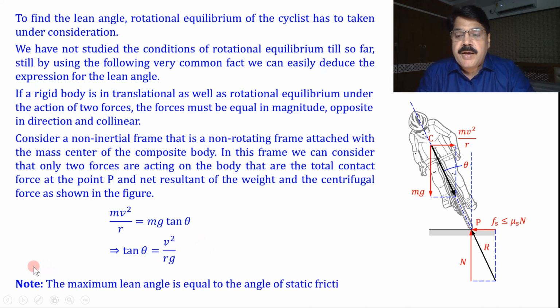Now a care has to be taken. The maximum lean angle is equal to the angle of static friction. Actually, the lean angle will always be equal to or smaller than the angle of static friction. It cannot exceed the angle of static friction. So that was a very important fact. We have used it without studying rotational equilibrium, just by a very common fact. And I will ask you to revise this common fact very carefully. Now let us come to the next example.